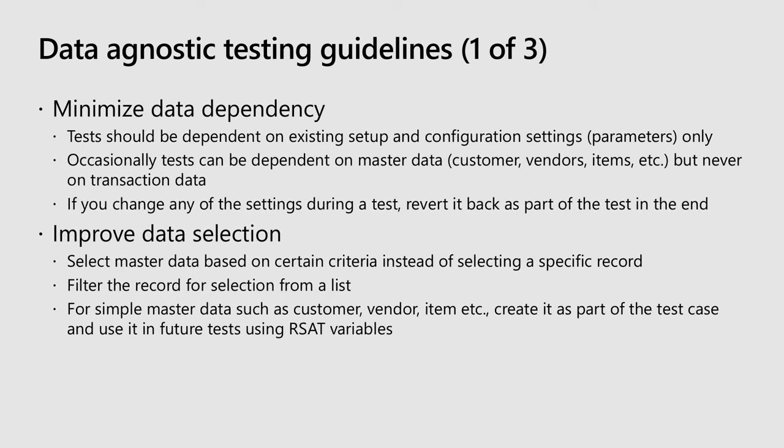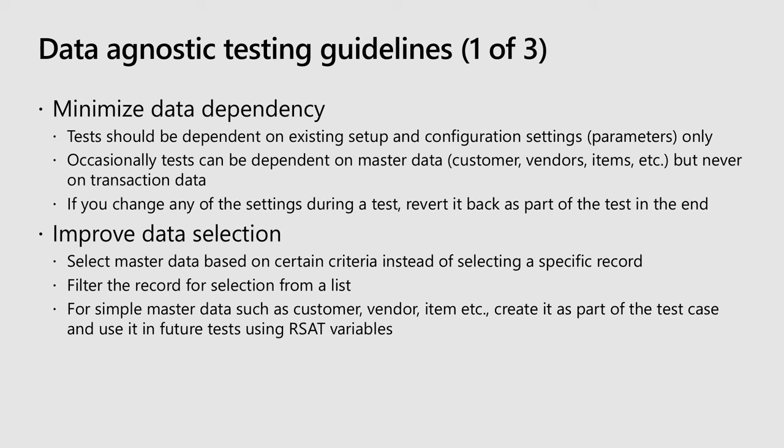Data agnostic guidelines. You want to minimize your data dependencies, and that means things like don't depend on transactions to be there because they tend to come and go, or depending on data. And you can use your customers, and if it's your production data, you would probably want to. But let's just say that you need a, let me see here. Yeah, you can depend on master data, but not on transaction data.